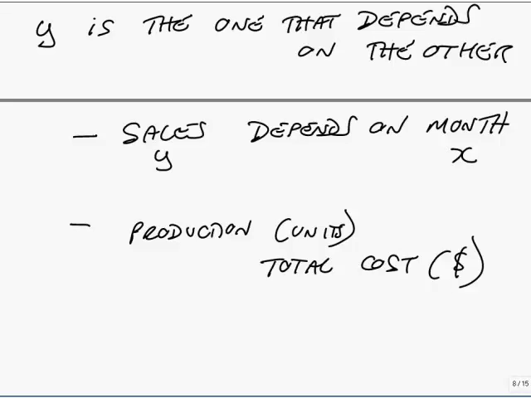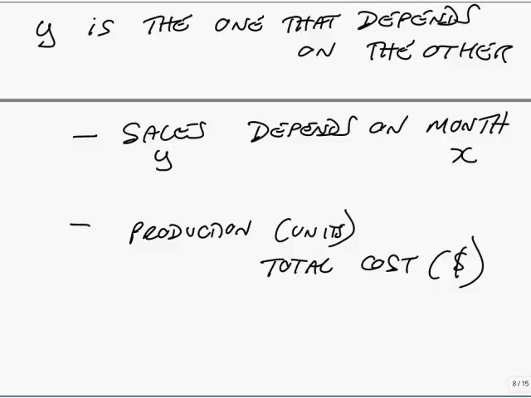Which depends on the other? Which would be Y and which would be X? Costs depend on... Yeah, so which one would be Y? Costs. Yeah. Ask yourself, which one depends on the other one? Surely the total cost is what depends on what you produce. Your production doesn't depend on how much you've spent, you know?